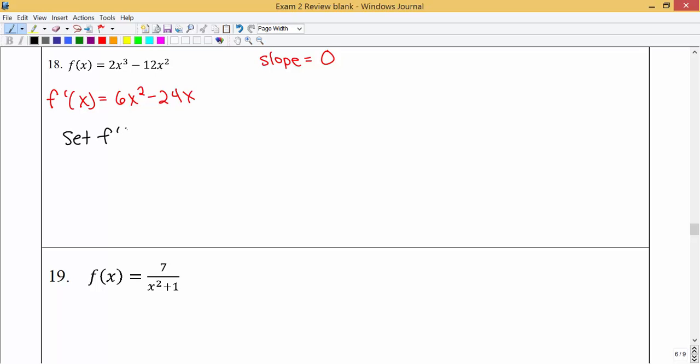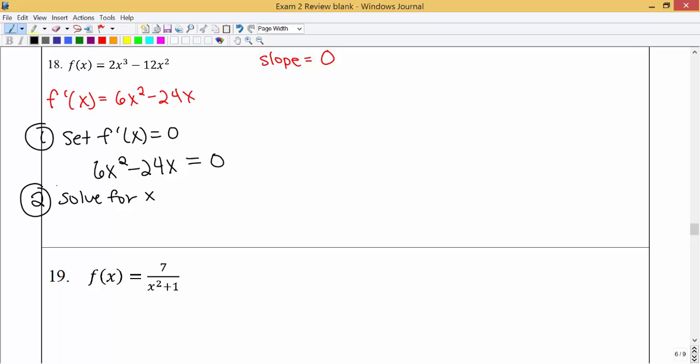We're going to set the derivative equal to 0. Remember, this is the slope formula. I want to know where the output of the slope formula equals 0. So if the output is 0, what x value would cause that output to become 0? So now we're going to solve for x. We find the derivative, set it equal to 0, and then solve for x.